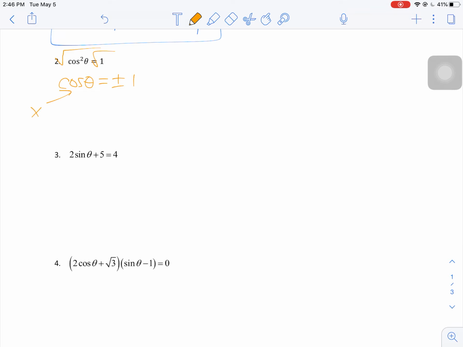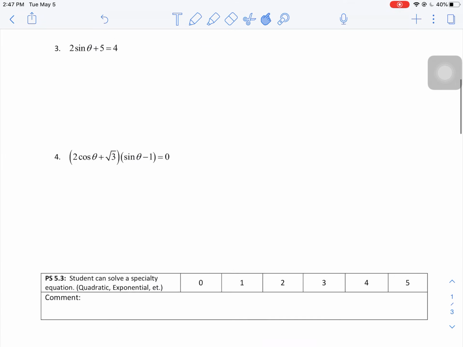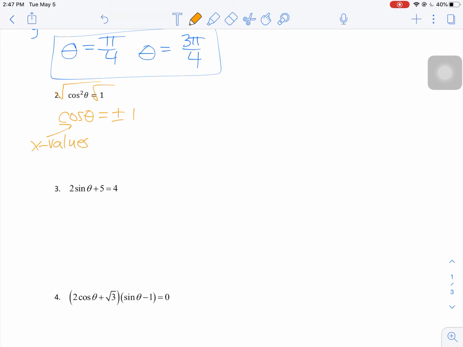Cosine is always going to be x values off of the unit circle. So we want to find all the radian angle measurements that are 1 or negative 1 for the x value. So 1, it happens at 0 and at 2 pi. And then we said 1 or negative 1. So then it also happens at pi, and then that should be it. So theta equals 0, pi, and 2 pi. So all 3 of those answers.